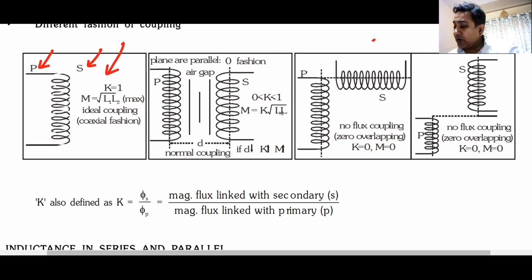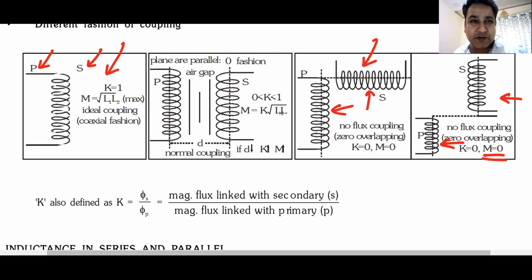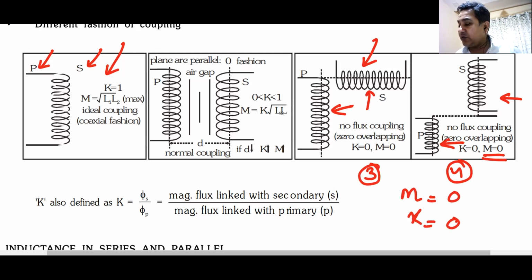Now, if you look at this orientation, the flux linked in this coil and flux linked in this coil has no relation. Here also, whatever flux is linked in the primary and the secondary, they have no relation, hence coupling factor and mutual inductance between them is 0. In both these cases, case number 3 and case number 4, mutual inductance is 0 and coupling factor is also 0. In this case, coupling factor lies between 0 and 1. In this case, coupling factor is 1.